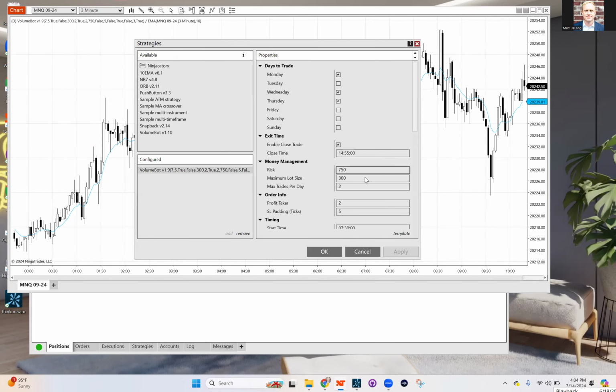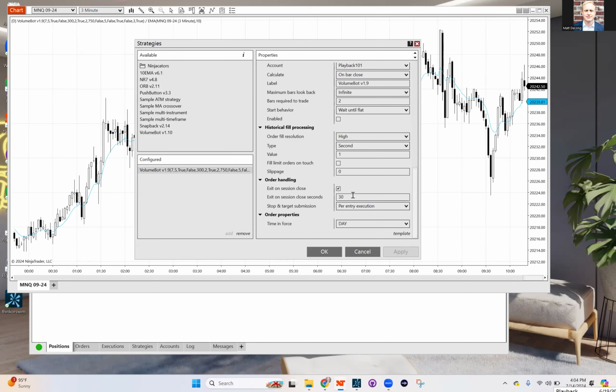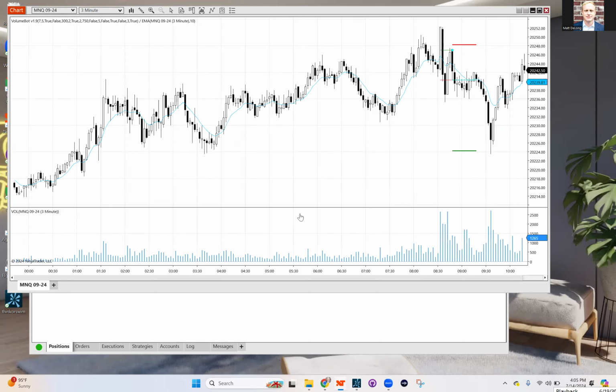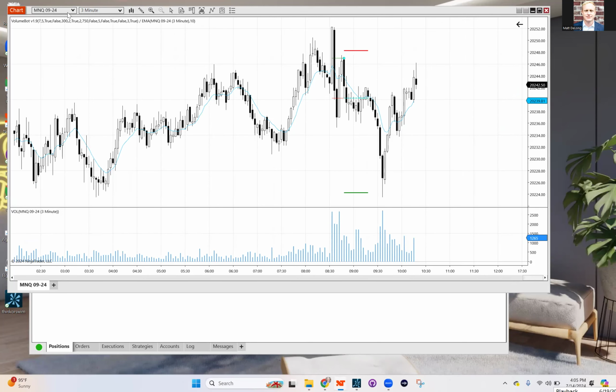And I did disable it just so we can see that. We'll re-enable it real quick, put everything back on the chart. As you can see how that played out, how it lined up. Boom, boom. And there was our entry and our exit.